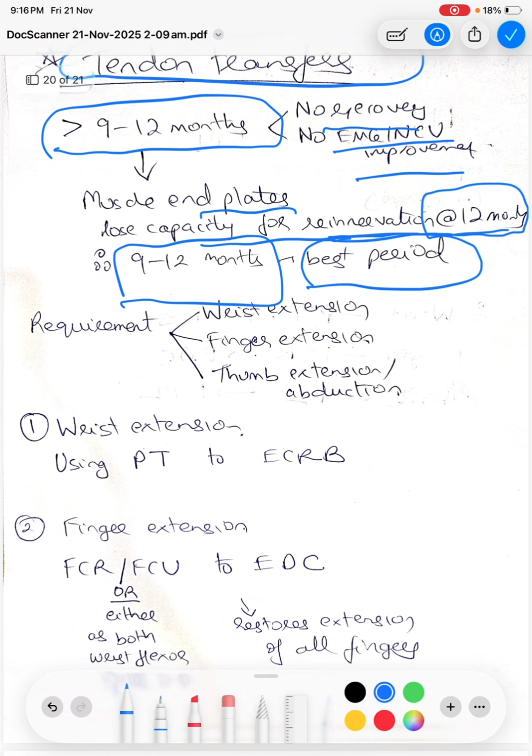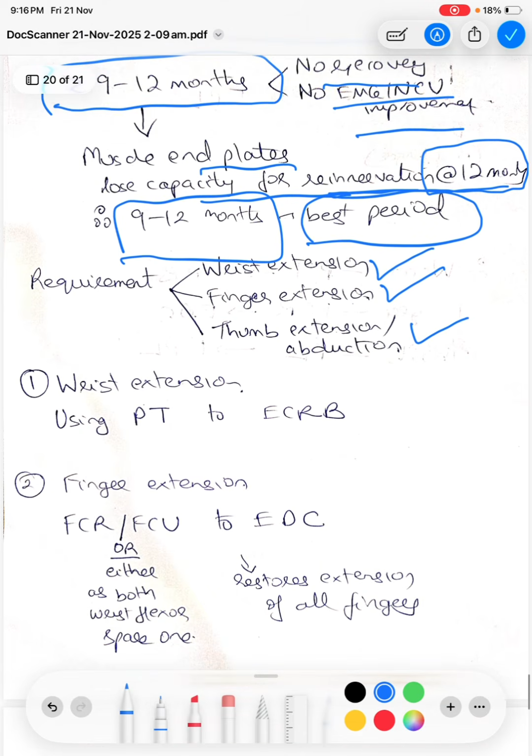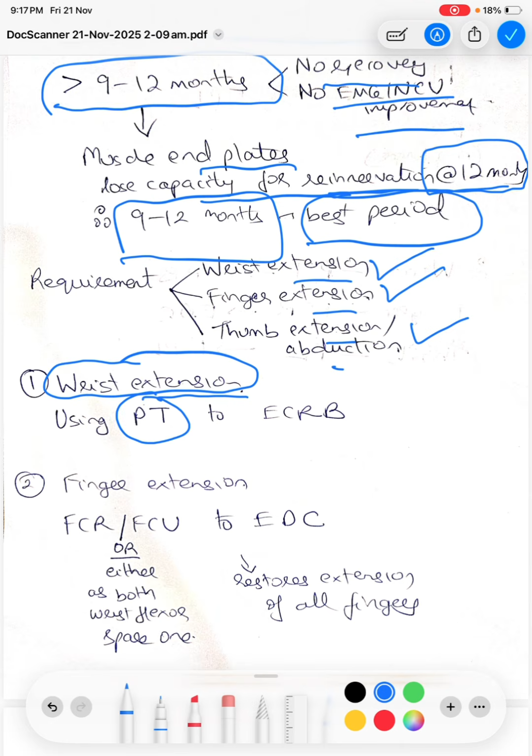Okay, so basically what is the expectation? Which function is lost? So what is lost? Wrist extension is lost, finger extension is lost, and thumb extension and abduction is lost. Okay, so to restore, what are the principles? So what is the principle of tendon transfer? We need to gain back the function that is lost. So these three functions are lost. Okay, so how to get back the wrist extension? So we can transfer pronator teres to extensor carpi radialis brevis. Okay, we need to do the tendon transfer of pronator teres to ECRB. That is how we regain the wrist extension.